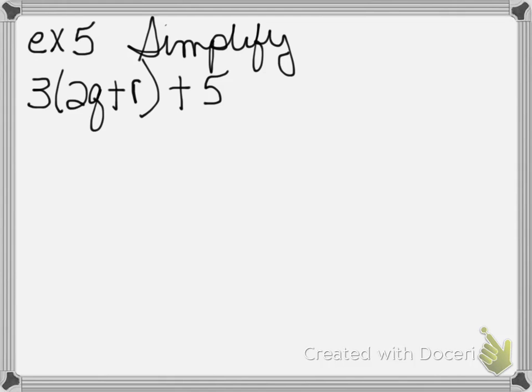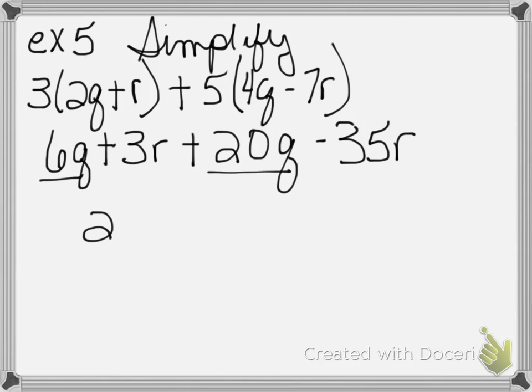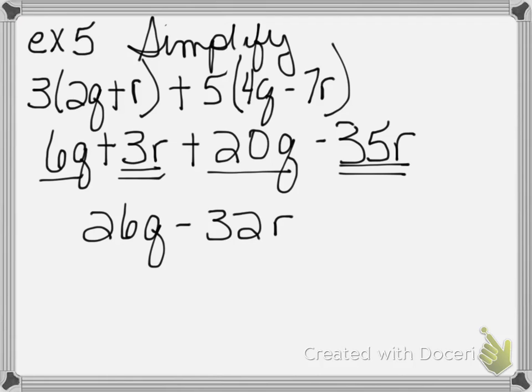Example 5, simplify expressions. First thing we have to do is the distributive property and then combine like terms. It is best to always combine like terms alphabetically if you have more than one variable.